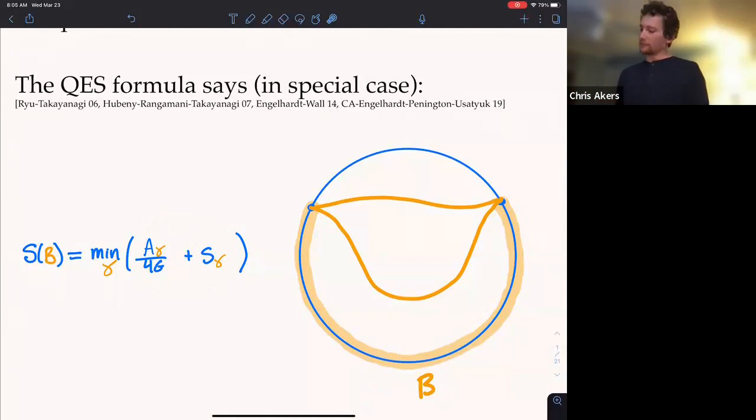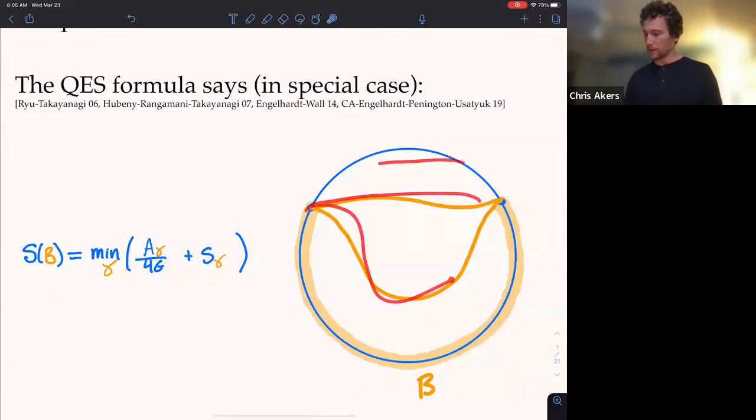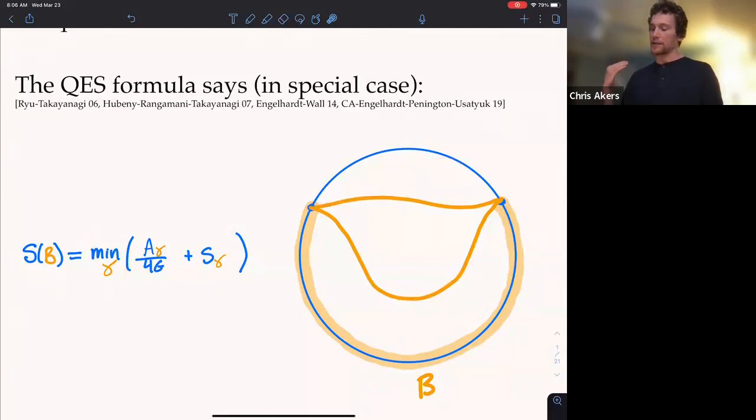And so you've done that for every orange surface, and then you find the one that minimizes it on this time slice. And that is called the quantum minimal surface. And then this sum for that quantum minimal surface gives you the von Neumann entropy of your boundary subregion B. And that is the so-called quantum minimal surface formula.